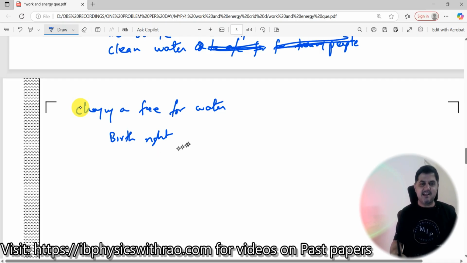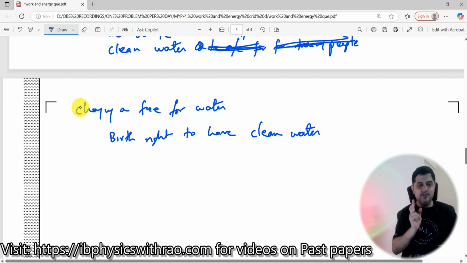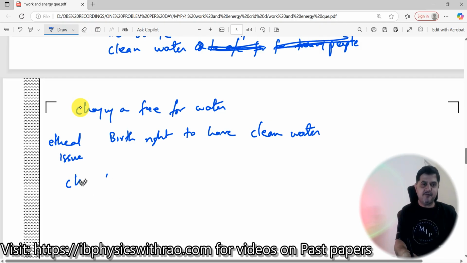Now, this is a birthright to have clean water because you are not manufacturing water. Okay. So you should not ask for money while you get the water. So therefore, this is not just an ethical issue. Okay. But now, why do I want to charge? Why do you want to actually post something? The reason behind this is, so charge a fee.